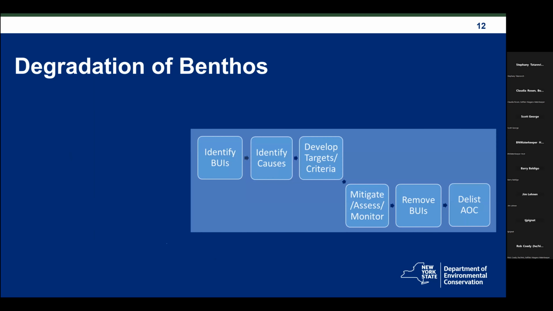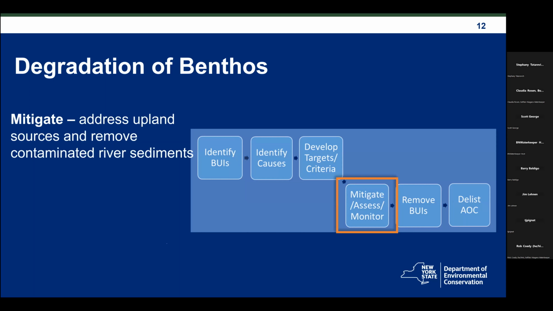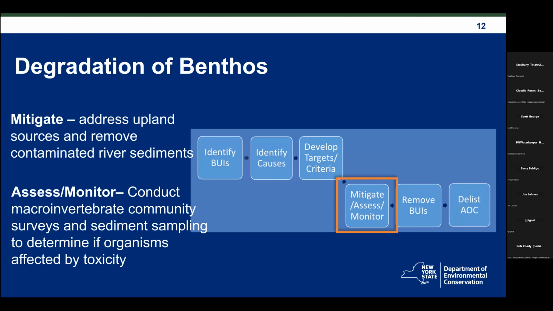So I showed this graphic earlier, but I'm going to be focusing on the 4th step to mitigate, assess, and monitor. Specifically, for the degradation of benthos, the RAP identified the need to mitigate upland sources of pollution and cleanup of contaminated sediments in the Buffalo River. Then assess the status of the macroinvertebrate community and determine if the organisms were impacted by contaminants in the sediments.